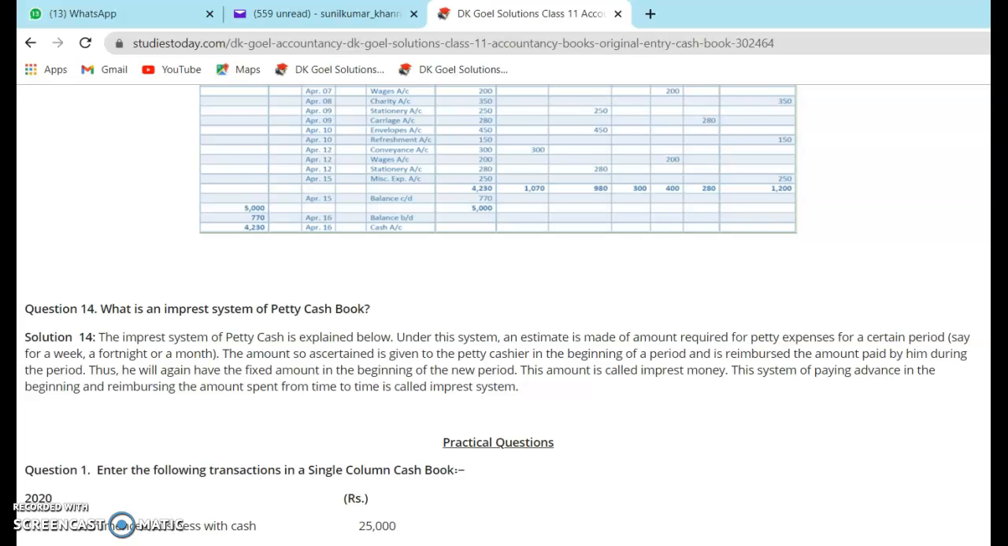Again on Sunday he comes to you, gives you the detail that I had spent out of 1000 rupees 780 and 220 is still cash in hand with me. Now again from the next week he is required to use that amount for the next week. Now what you will do, you will reimburse. Reimburse means return. You will return him rupees 780 so that he would again have rupees 1000 at the beginning of the next week.